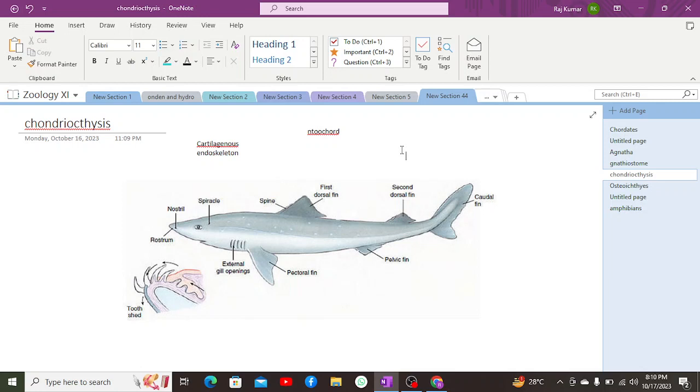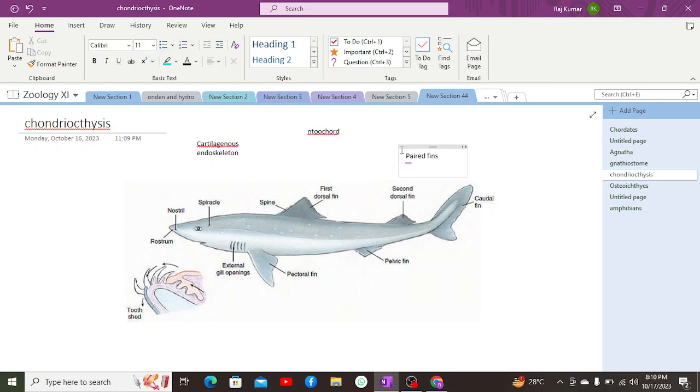Now, their fins are divided into two parts. First includes the paired fins and unpaired fins. Paired fins are only found in osteichthyes, whereas unpaired fins are found in chondrichthyes.